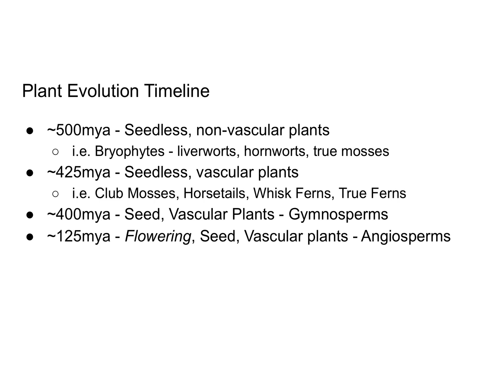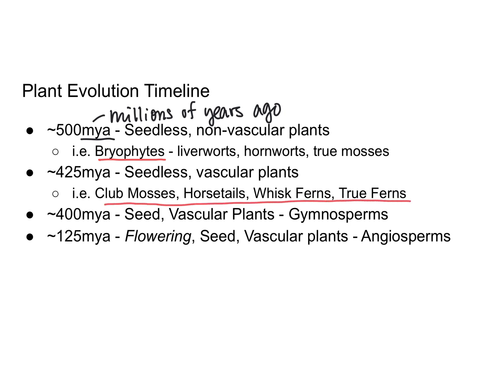So if we take a look at the evolution of plants, and remember that MYA stands for millions of years ago. In a previous lesson, we learned about the seedless plants. Seedless non-vascular plants probably evolved about 500 million years ago, and these were the bryophytes that we talked about in that lesson. The seedless vascular plants evolved around 425 million years ago, and these were the ones that included the club mosses, horsetails, whisk ferns, and true ferns.